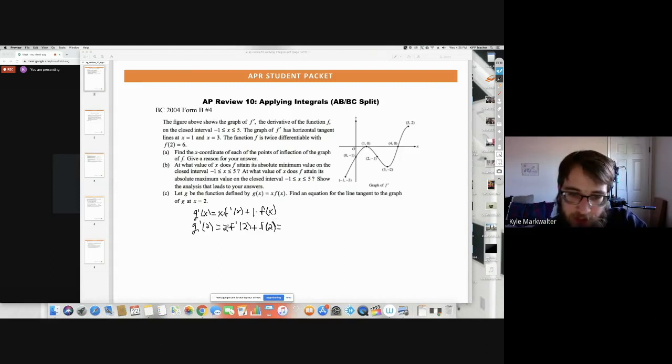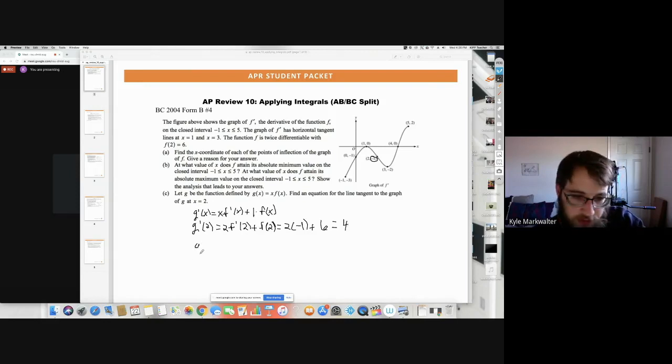We need that number because 2 times f prime of 2. Well, f prime of 2 we get from the graph. F prime of 2 is -1. So 2 times -1 plus f of 2, which was 6. That'll give us 4 as our slope.